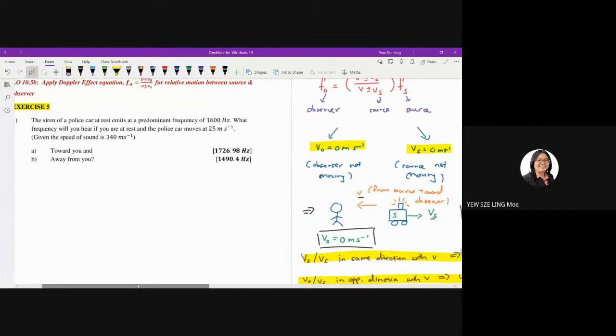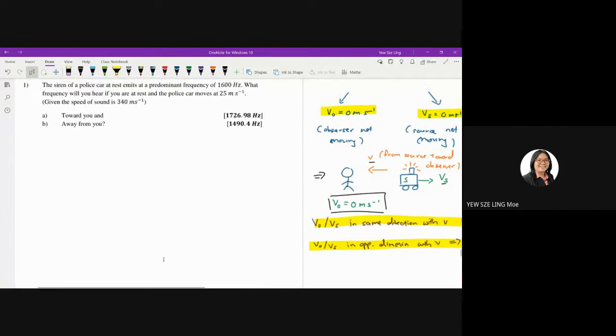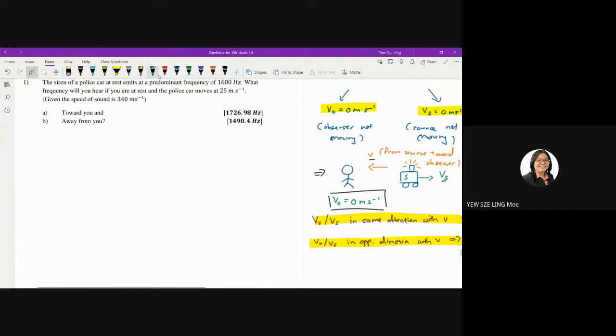Exercise 5, question 1. The siren of a police car at rest emits a predominant frequency of 1,600 hertz. Now this one tells you the siren of the police car is at rest. It doesn't mean that the source is at rest right now. The purpose of this first statement is to tell you what the actual frequency is. Actual frequency is the frequency recorded when your source is not moving, when the source is at rest.